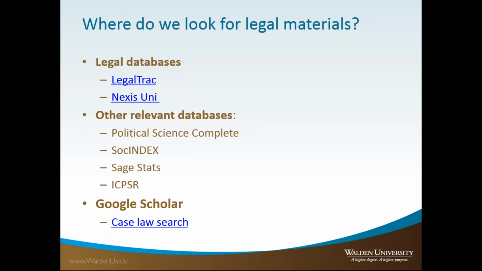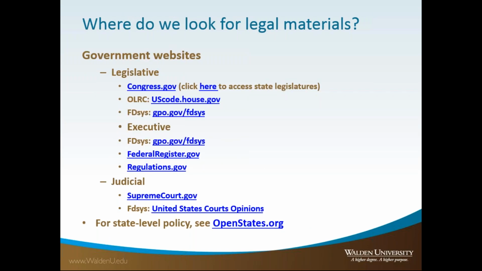Google Scholar does have a case law search that not many people seem to know about, but just keep that in mind. You can toggle between articles and case law under the main search bar on Google Scholar. And then this slide just lists various government websites where you can track down policy. We'll only see one today, which is FedSys. And at the bottom there, if you're looking for state level policies, the website openstates.org is a really good resource for that.